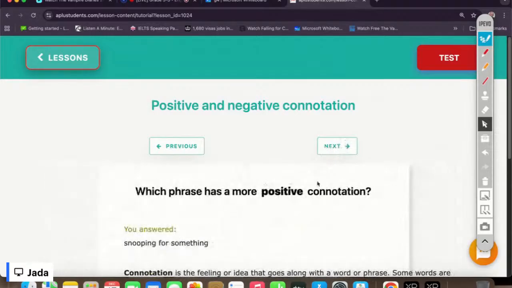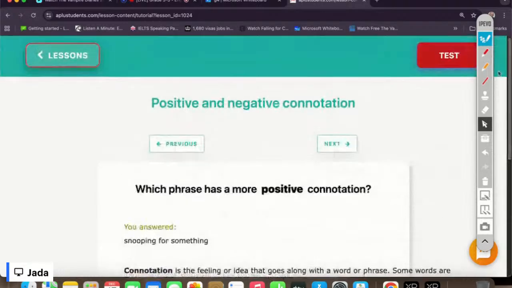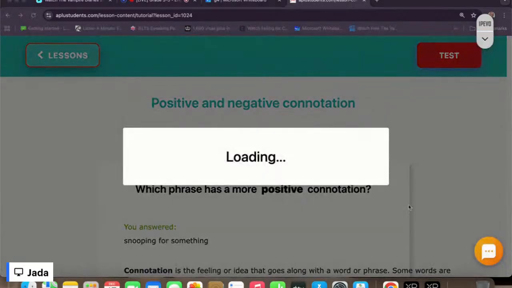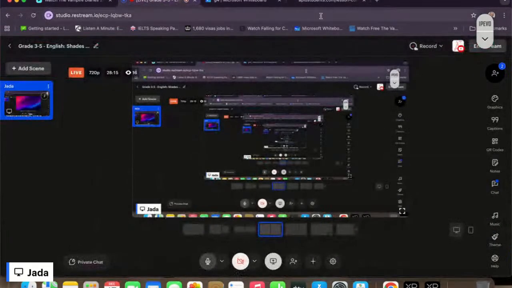All right, which phrase has a more positive connotation? Search something. If you're searching for something, you're looking for it carefully. You're not snooping around and trying to search without permission. If you're searching, you're doing it carefully, which is positive. All right, let's go to the test, and you can share your answers with me. Okay.